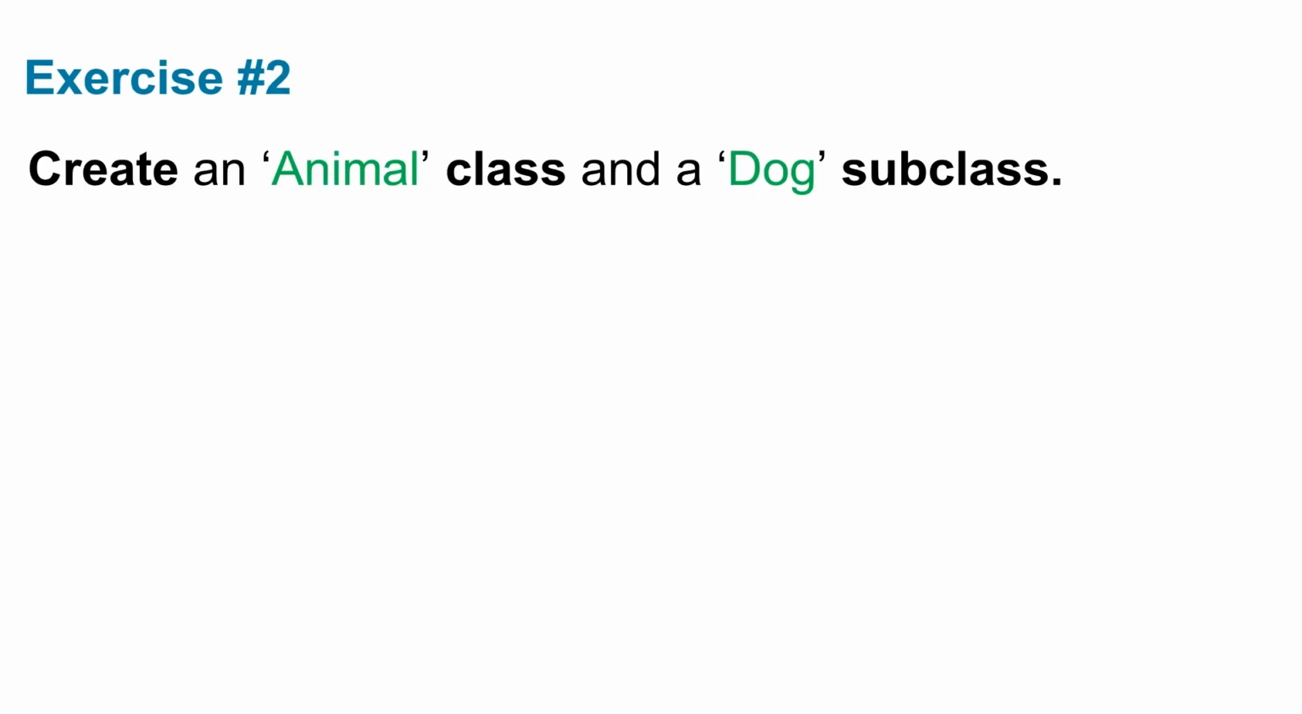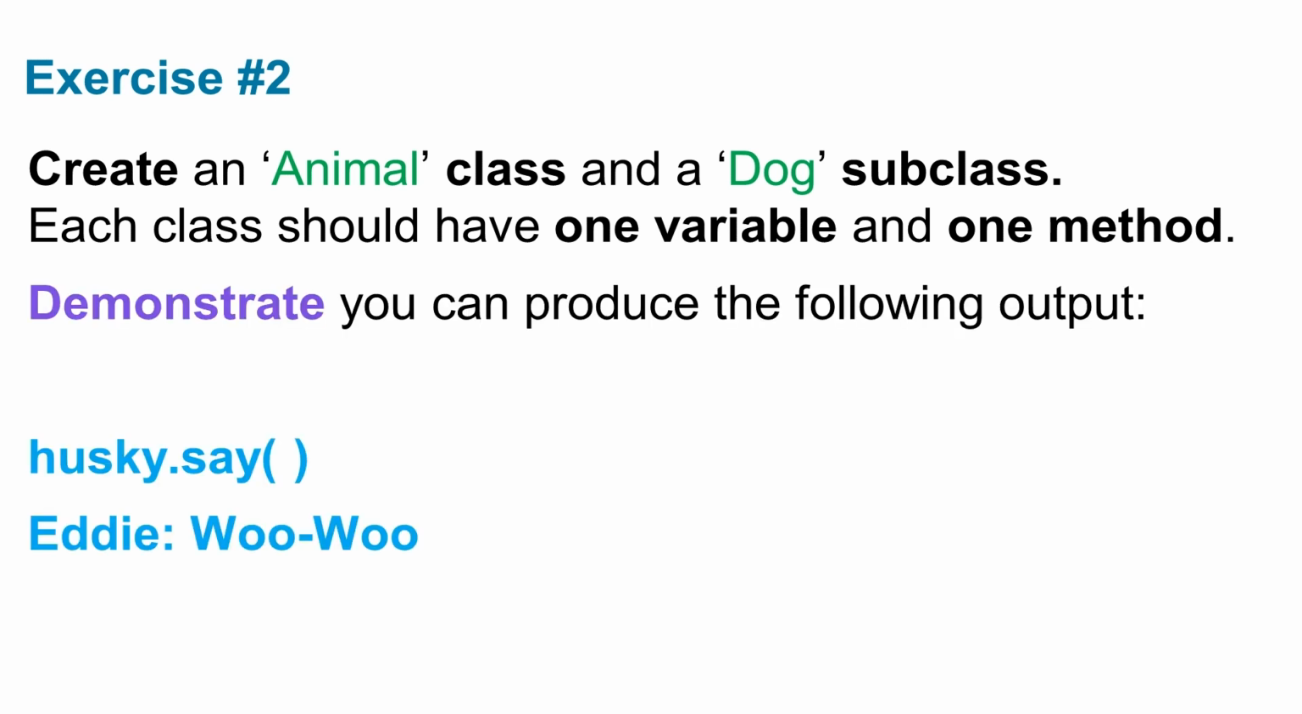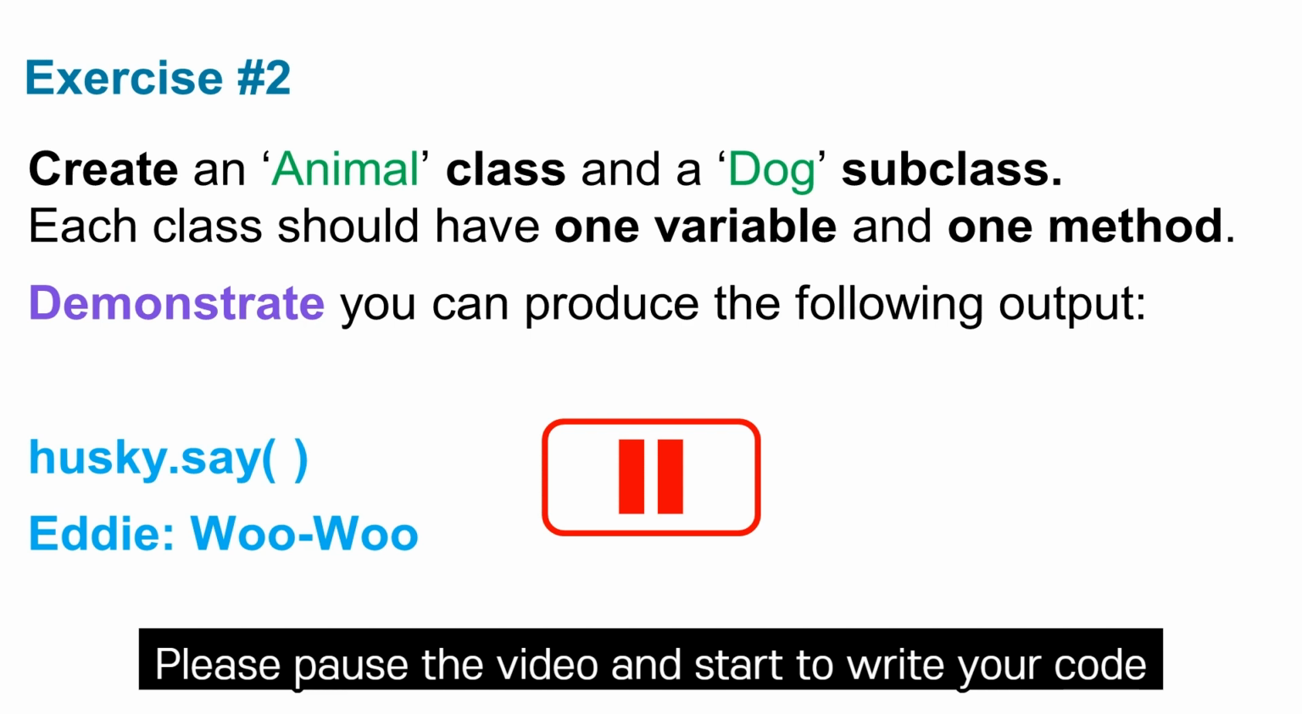Exercise number 2. Create an Animal class and a Dog subclass. Each class should have one variable and one method. Demonstrate you can produce the following output. Please pause the video and start to write your code.